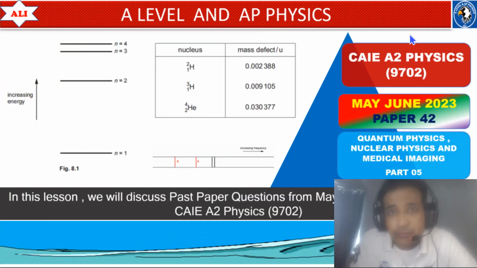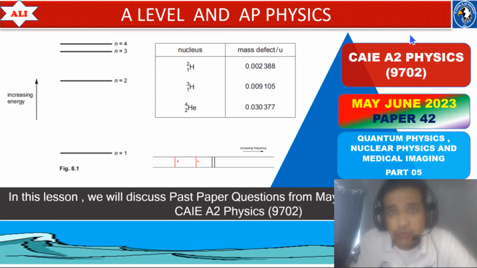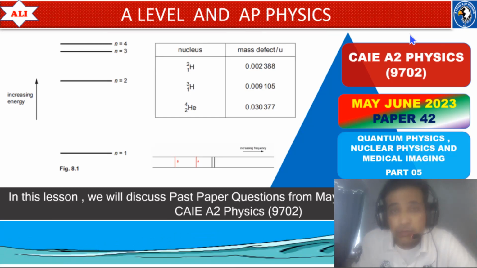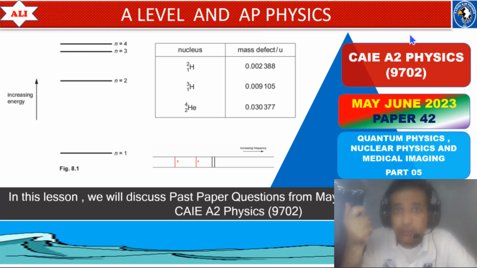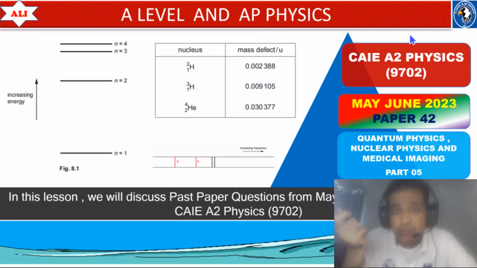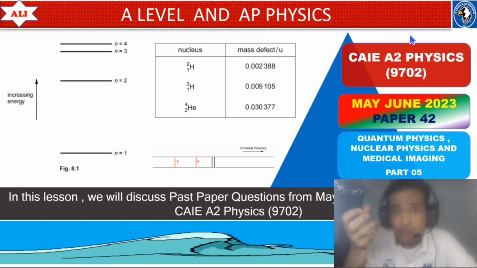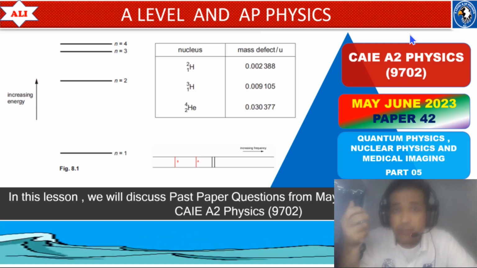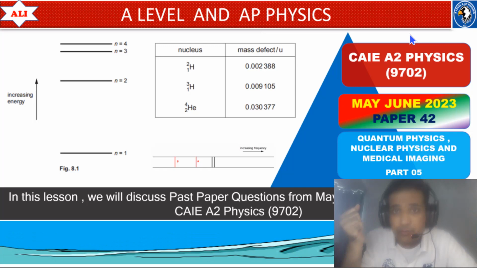In today's lesson, we will discuss past paper questions from June 2023 Paper 4 Variant 2. We will talk about quantum physics, nuclear physics and X-rays. As always, we will discuss these questions in detail so you can improve your conceptual understanding of these topics and also have a better understanding of these questions.